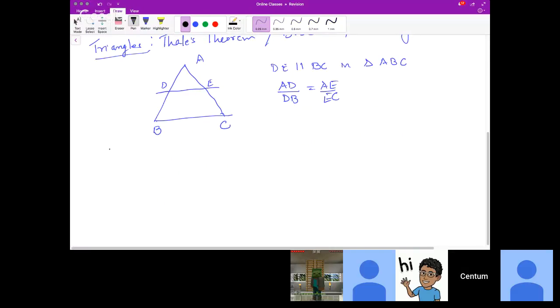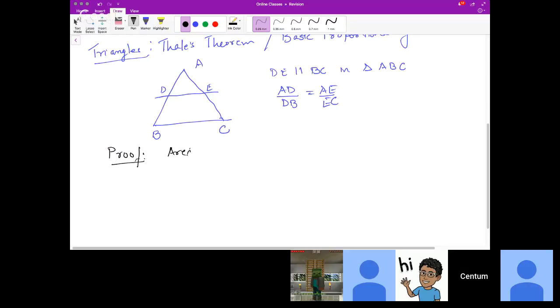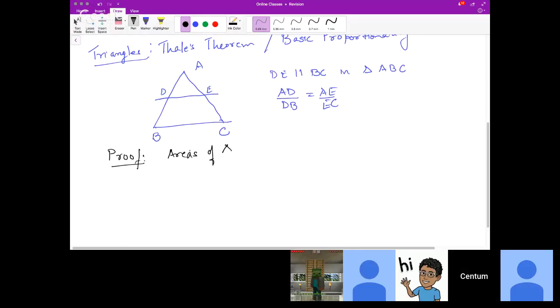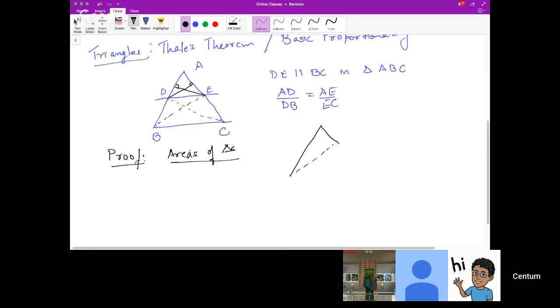Basically, the proof was based on areas of triangles. Areas of triangles were used, and what did we do? We just simply dropped a perpendicular from E to AB and from D to AC, like that, isn't it? And then we also joined BE and CD.